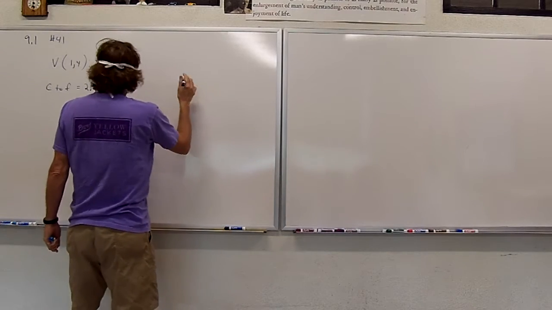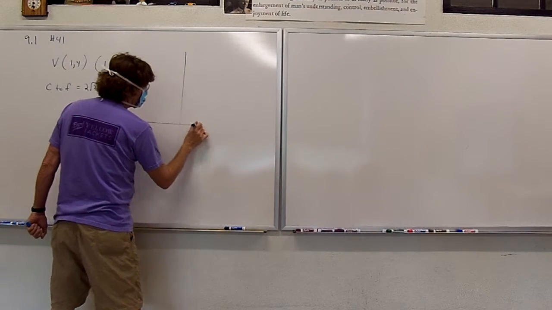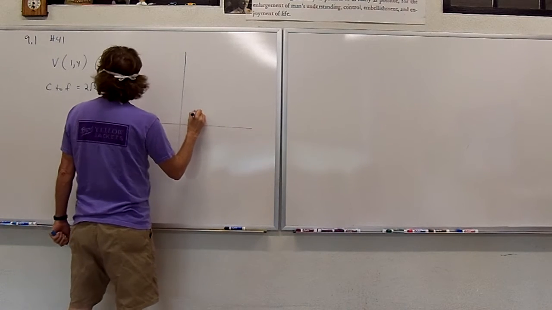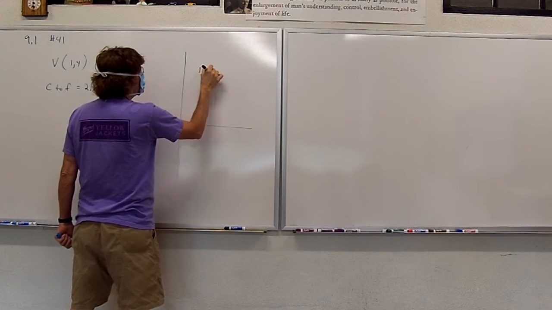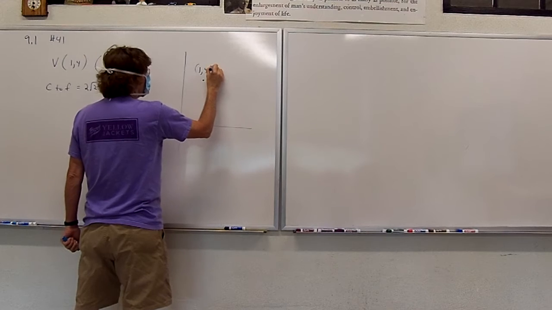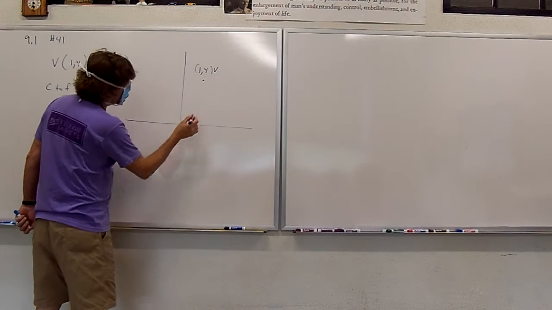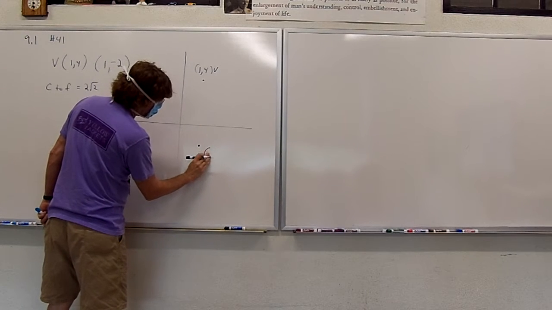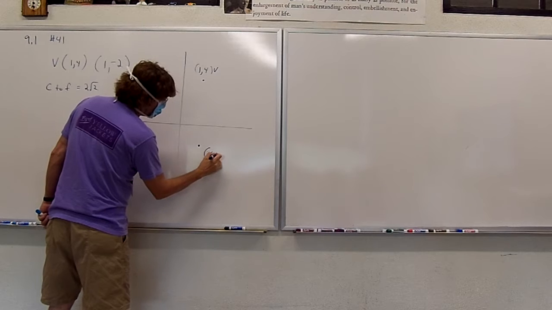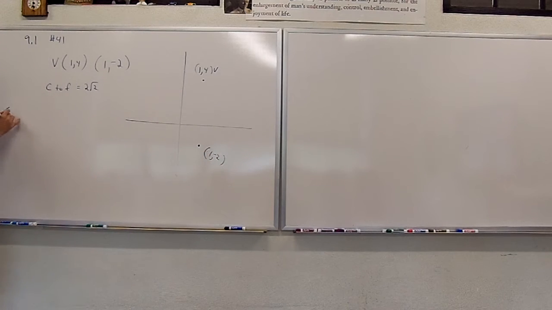All right. What I would do is I would do a little sketch. (1, 4). And is that a vertex or a focus? I said that was a vertex, okay. And then (1, -2), right here. Now, I've already told you what I really should do is go ahead and write my formula with my blanks.